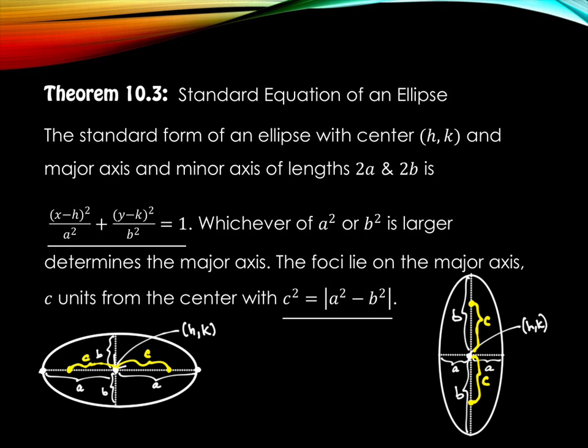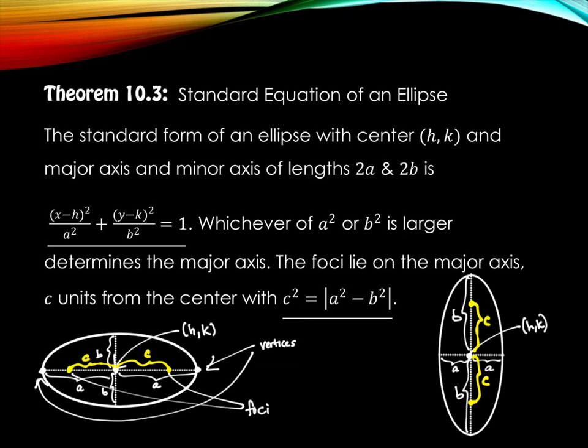Let me see if there's anything else I want to make mention of. I didn't label them. Maybe I will. I labeled all my a's, b's, and c's. So let me just label one of them. I won't label both graphs because they're similarly labeled. But we call this point and this point the vertices. So the vertices are along the major axis. We call that point and that point, established by c, those two points the foci. That's the plural of focus.